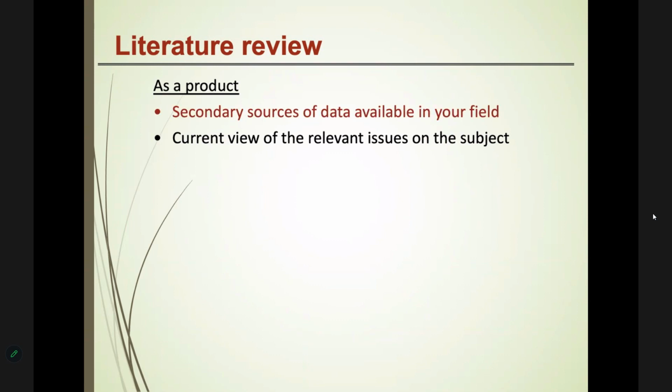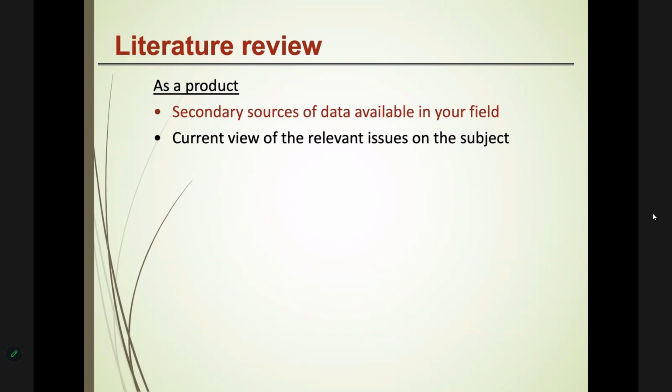And also it gives a current view. The literature presents you with the current view of the relevant issues on the subject, right? For example, if you are doing research on health and safety in the construction industry, and you want to find out the rate of accidents in the construction sites or high-rise buildings, wherever your focus is, and you can gather the statistics from somewhere, then it tells you the current view, what is happening.